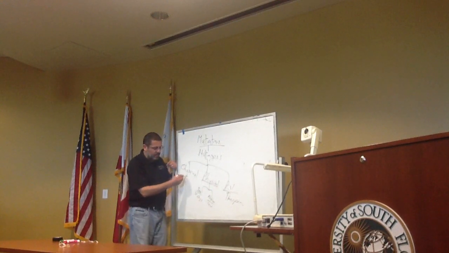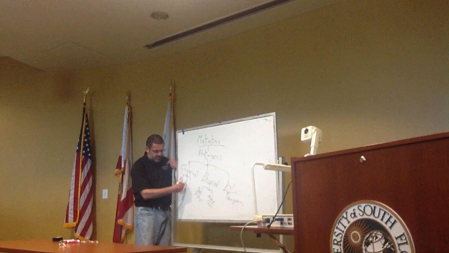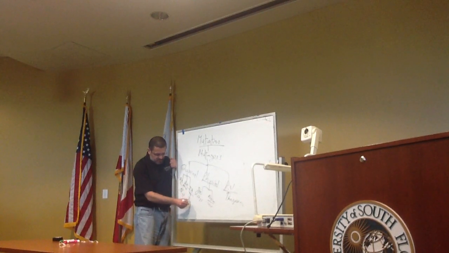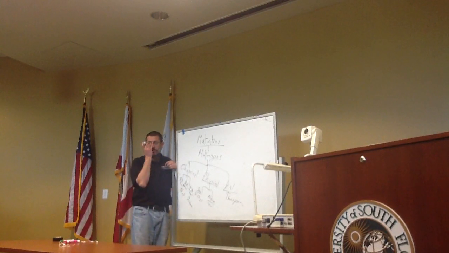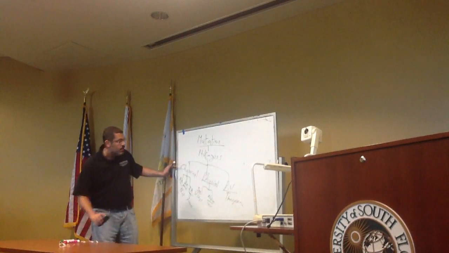That's it. Chemical, there's 3 types that we talked about. Base analogs, base modifiers, intercalating agents. Base analogs, base modifiers, don't worry about the examples. But both of them do what? Point mutations. Intercalating agents, frame shift. Questions about? That's mutations.